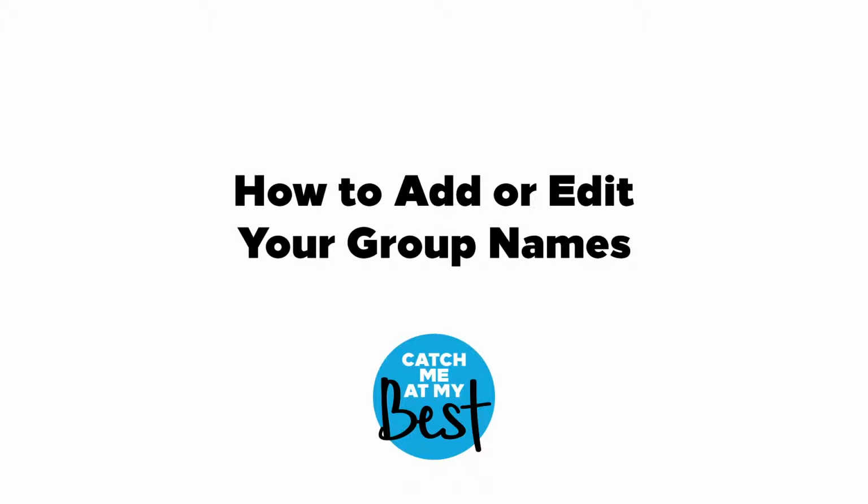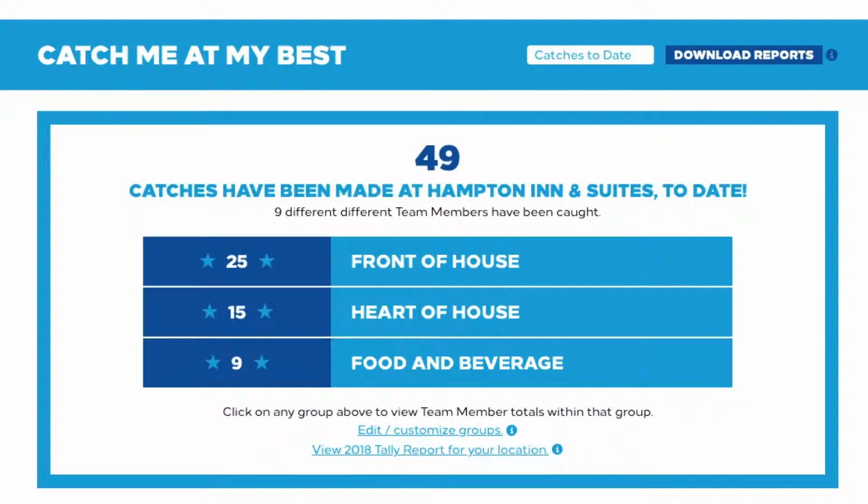What's the difference between groups and departments? Groups contain team members from multiple departments. A group is bigger than a department. For example, front of house is a group that includes front desk, van drivers, and food servers. As a starting point, your default groups are front of house, heart of house, and food and beverage.